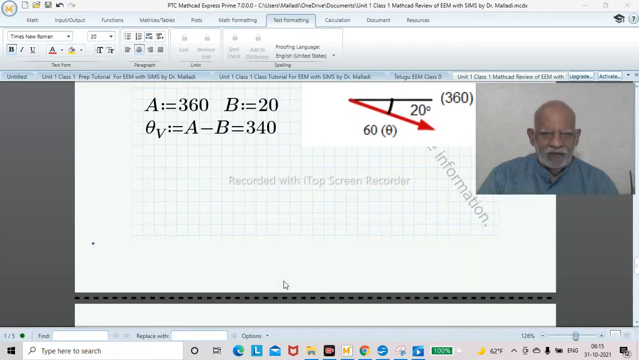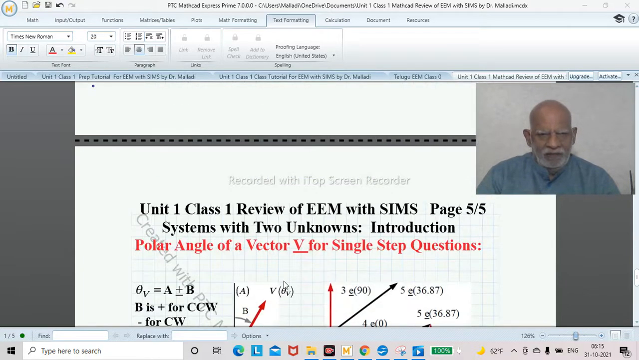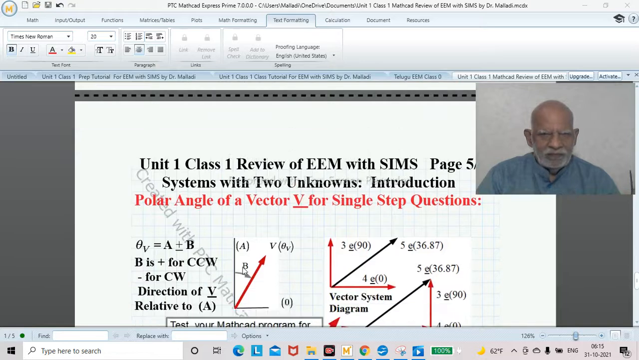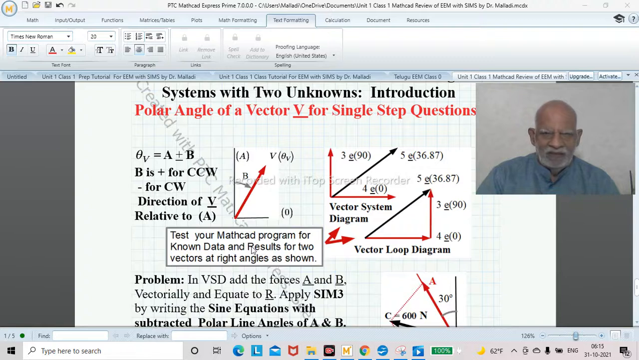Again, we discussed the same thing already here. And see, whenever you write a mathematical program, you test it with known results. Understand this: this is a vector system diagram where forces are shown at right angles, usually with known good values, 3 and 4. So this is 5 using the Pythagoras theorem. So you test the program with this.